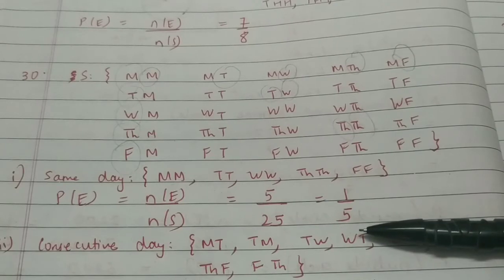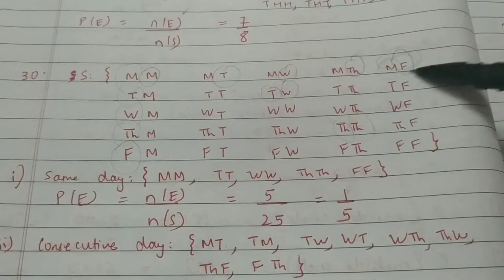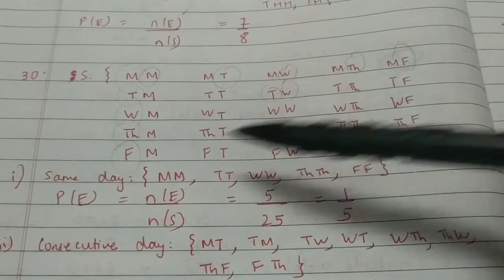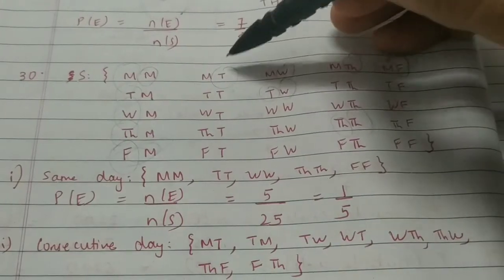We can't say Monday, Friday. That's not possible. We don't call it consecutive, do we? Monday and Friday? No, they are not consecutive. Or Friday, Monday is not consecutive. No. So, which ones are allowed here?